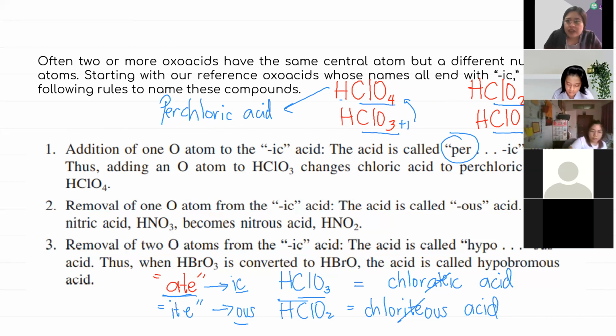Now, let's go down here. HClO2, this is the chlorous acid. From ITE, it became OUS. When it loses one more oxygen, class, like this one, from 2 it became just one oxygen, that's the time you use the prefix hypo. So for chlorous acid, you just add the prefix hypo. This is called hypochlorous acid. That's how we name them.